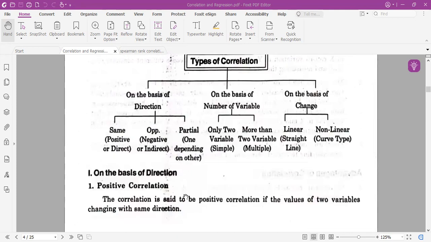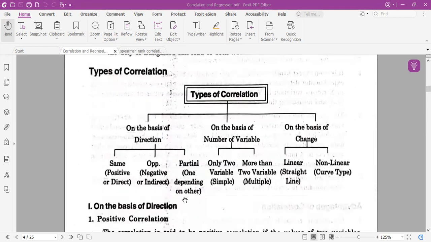So talking about correlation types. Broadly, correlation is classified into three types. On the basis of direction, it can be called positive, negative, or partial correlation. Based upon the number of variables, if you have only two variables, it is called simple correlation. Then you have multiple correlation. That means if you are analyzing a relation between more than two variables, like three variables, four variables, five variables, then we're going to call it multiple correlation.